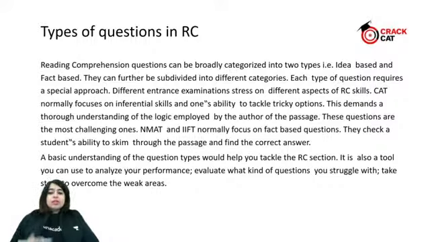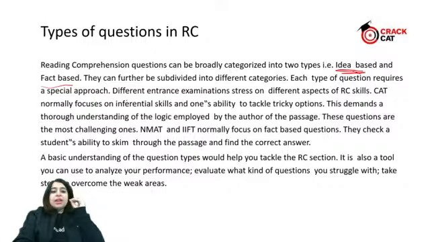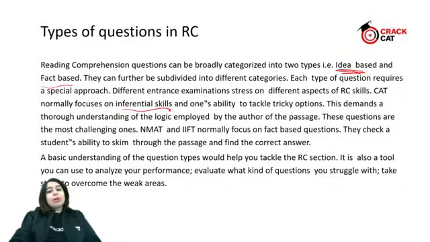Now, again, just like I said, there are two types of main questions. One are idea based and fact based. They can be subdivided into different categories, and each type of question requires a special approach, just like I told you guys a while ago. Different entrance exams stress on different aspects of RC skills. CAT normally focuses on inferential skills and one's ability to tackle tricky options. So we are met with inference based questions.